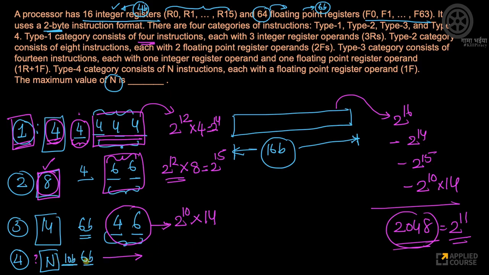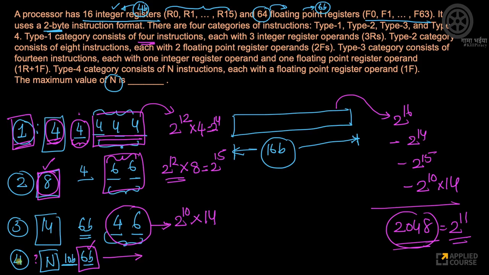So in the type 4 instructions, 6 bits are allocated for addresses. Look at this. What does it say? Type 4 instructions consist of n instructions, each with a floating point register. A floating point register takes 6 bits. So for these 6 bits, suppose this is n. Let's write the math.